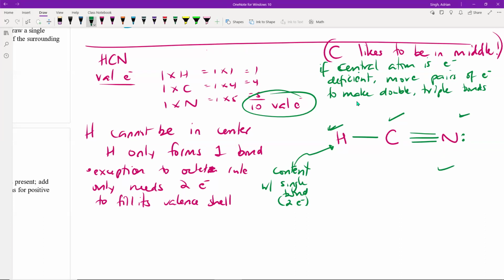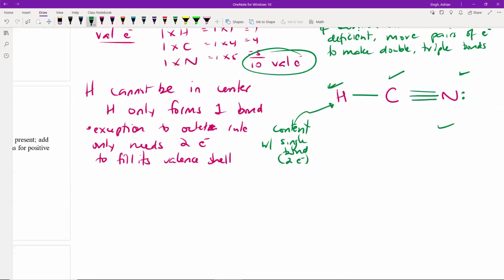Okay, so you're going to run into, and you'll see, several layers of drawing Lewis structures. This is one of them, where you have to introduce double or triple bonds to make that central atom happy with its octet.